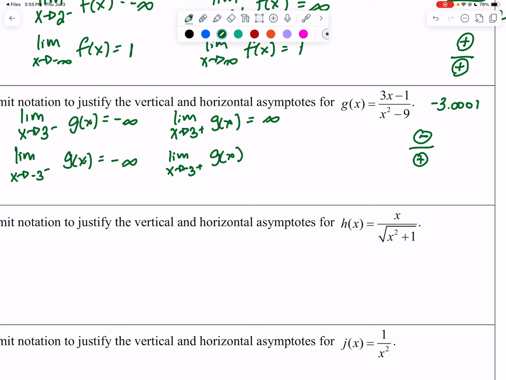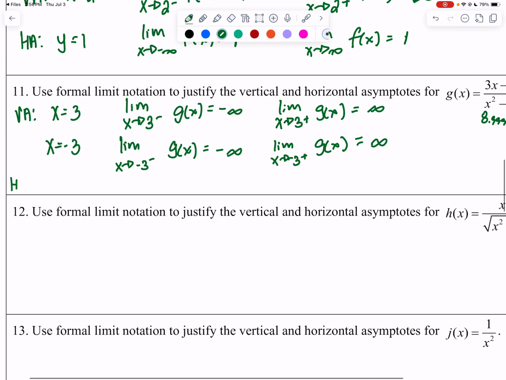And then what's going to happen here is if I do negative 3 from the right, I'm going to pick something like negative 2.999. So negative 2.999 means I'm going to have a negative. And then here, this means that I'm going to be slightly smaller than 9. So let's say like 8.9999 minus 9, which gives me a negative right here. A negative over a very small negative is going to be a positive. So this tells me that as I approach negative 3 from the right, I'm going to have positive infinity.